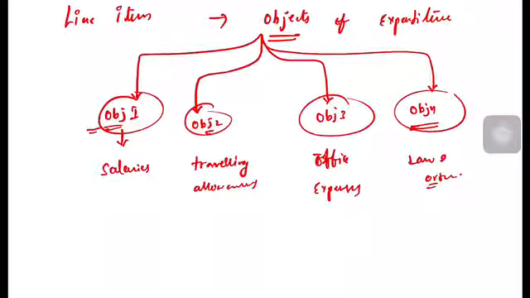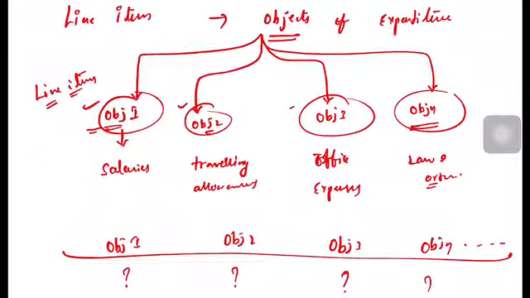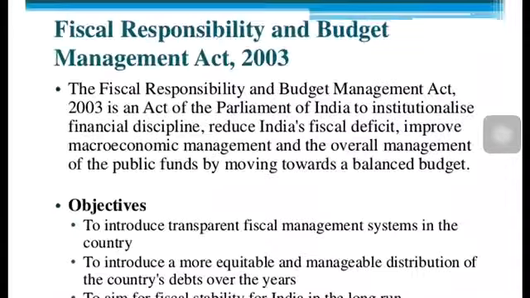So this line item budget means, see, these objects, object 1, object 2, 3, generally we call them line items, and all the items will be laid down in a line. For example, if you consider this as a line, here object 1, how much expenditure, here object 2, how much expenditure, here object 3, how much expenditure, here object 4, how much expenditure, and so on. That is called a line item budget.